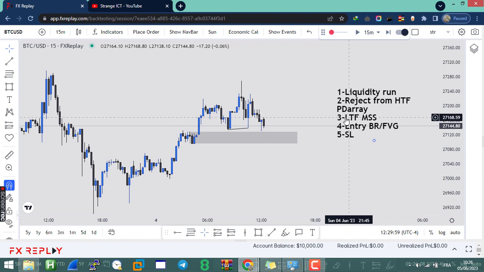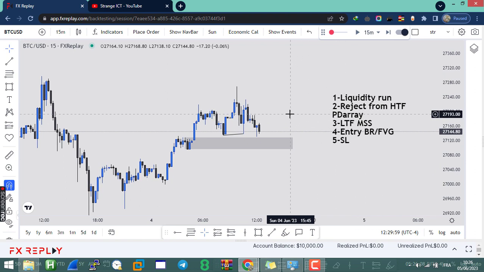Next thing, you want to see a lower time frame market structure shift. Now I'm going to be honest with you guys. I have seen this setup form many times, so I didn't wait for the lower time frame market structure shift, because I'm experienced enough to enter without it. But for you, I want you to wait for that lower time frame market structure shift. Do not disregard this condition.